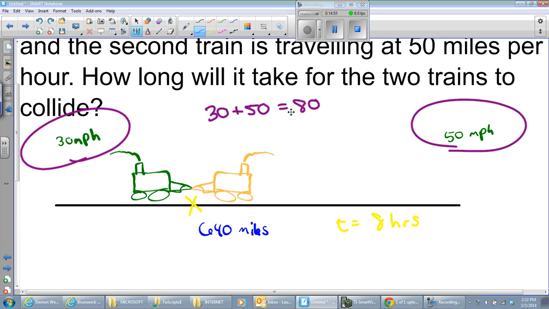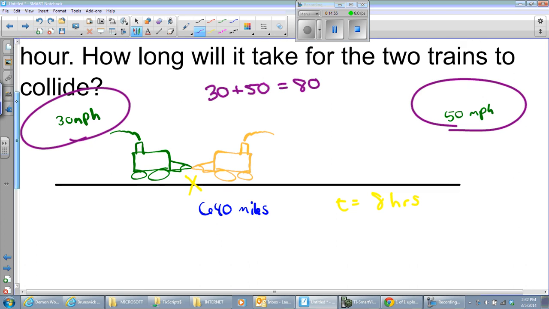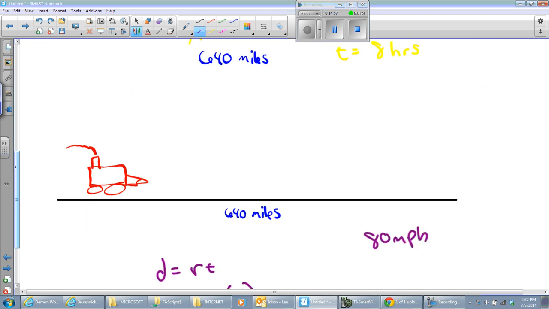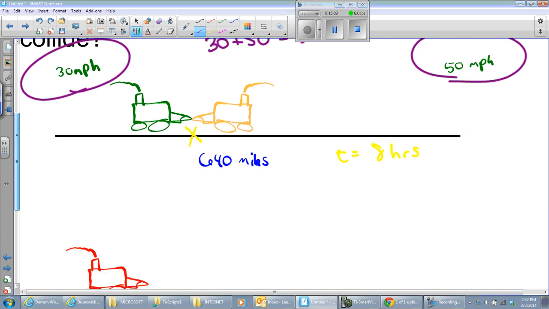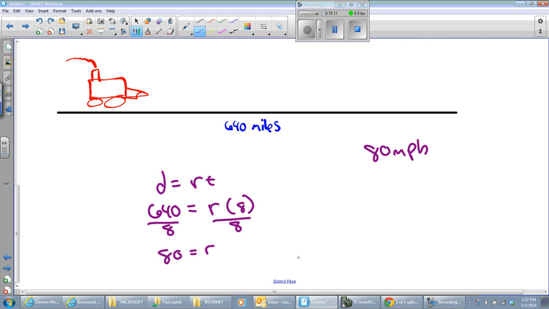Coincidence? I think not. So, I don't know if you get it yet, but what we just learned is when we have two things going towards each other in a straight line, instead of being two separate problems, we can pretend that there's one thing, like one train, add the rates together, and figure out how long it would take.